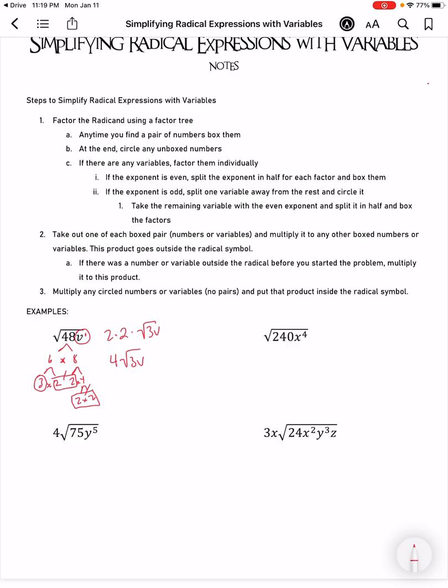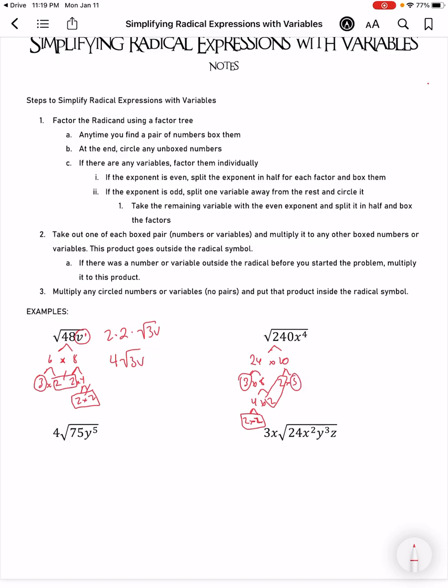All right, now we're going to look at 240. So I'm going to break up 240 into 24 times 10. 24, I'm going to do 3 times 8. 10 is going to be 2 times 5. I'm going to break up 8 into 4 times 2. I'm going to box that with the 2 right here. And then 4 breaks into 2 times 2, and I'm going to box that as well. Okay, I've got a 3 and a 5 that don't have any buddies.